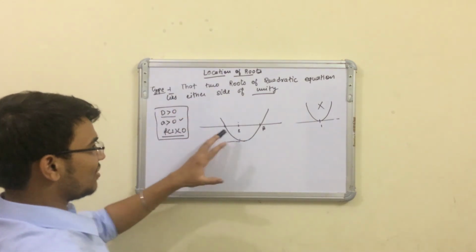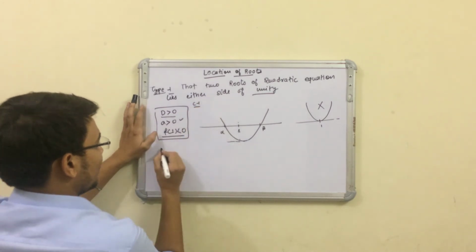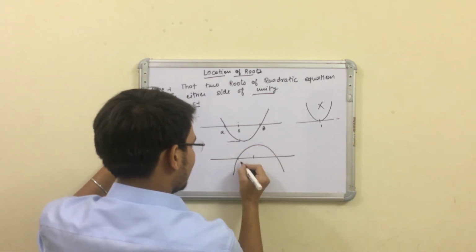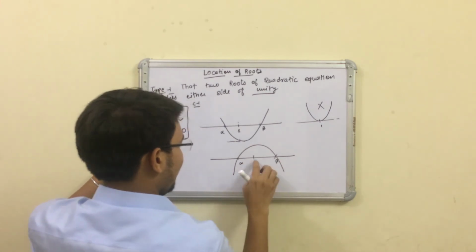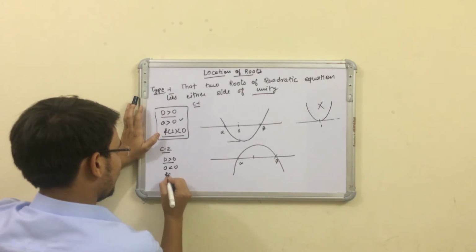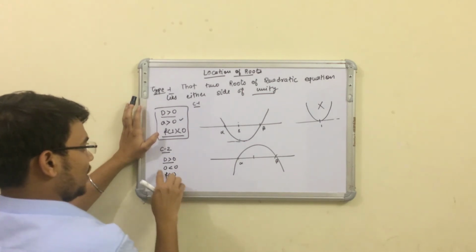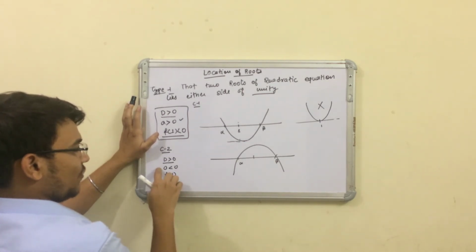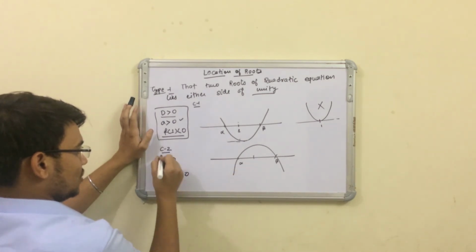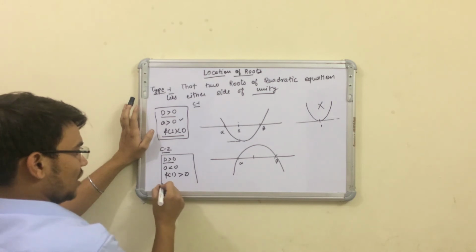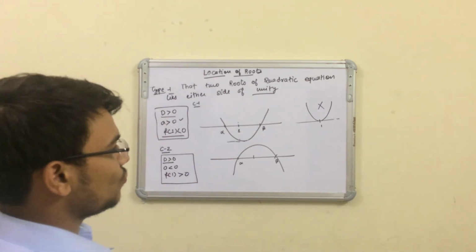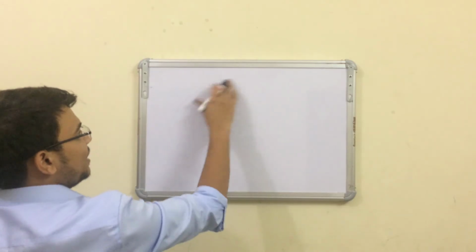This is the first case. Now consider case 2, where 1 is here, this is alpha, this is beta, and D is greater than 0. Again, a is less than 0 and f of 1 should be greater than 0. So this is condition 2, if both roots lie on either side of unity. In a similar way, you can find it between a and b.